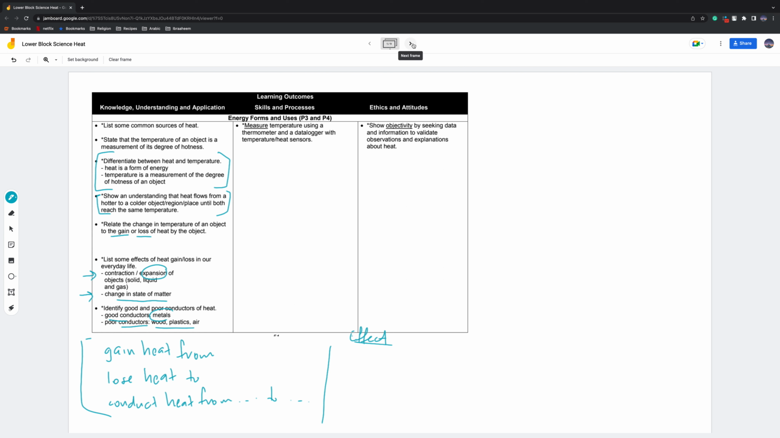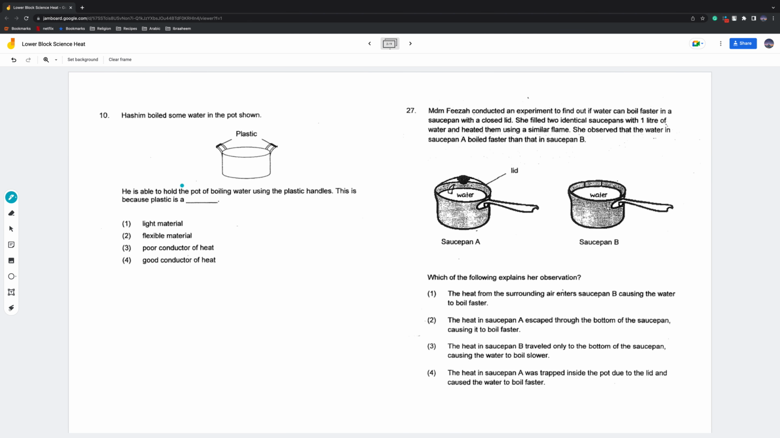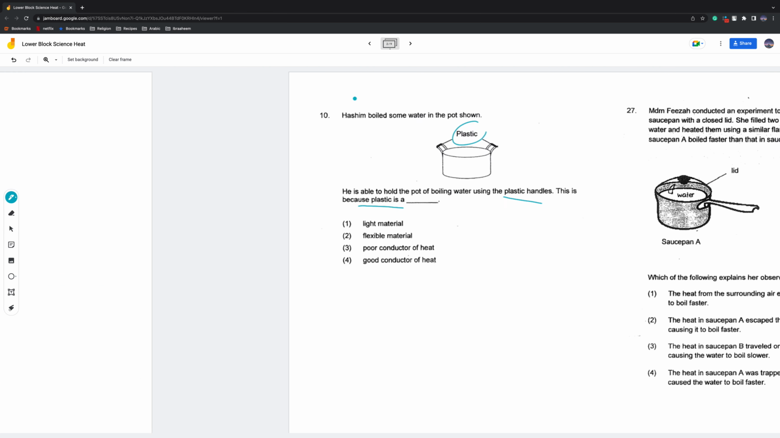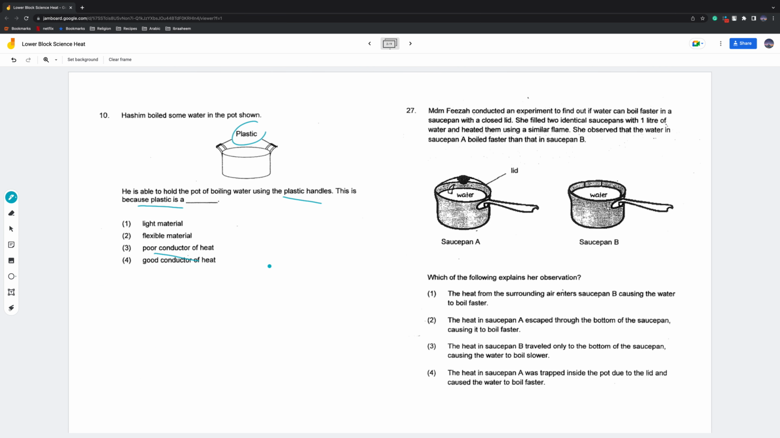Alright, so again I'll try to keep it as best as possible 20 minutes and under. So probably we'll split this into a few parts, hopefully not too many parts. Let's take a look at the first question here. Hashim boiled some water in the pot shown. He is able to hold the pot of boiling water using the plastic handles. This is because plastic is a poor conductor of heat. Okay, answer is number 3.